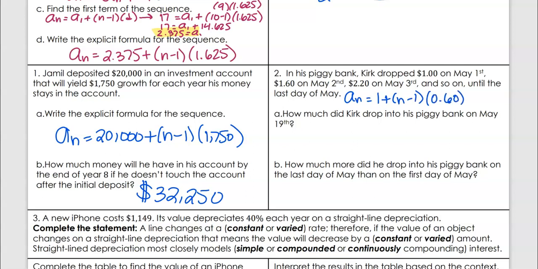Because part A wants me to, it's finding a different piece of the sequence, so I need to know the formula before I can answer that question. Okay. How much money did Kirk drop into his piggy bank on May 19th? So what does it want me to do?